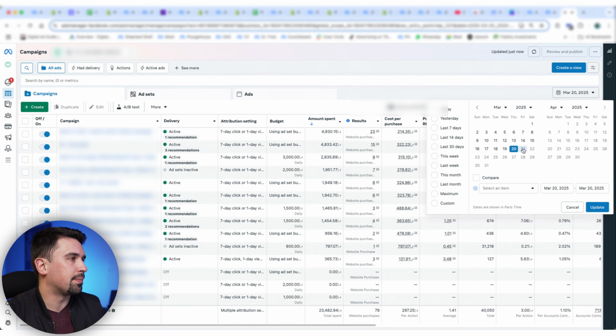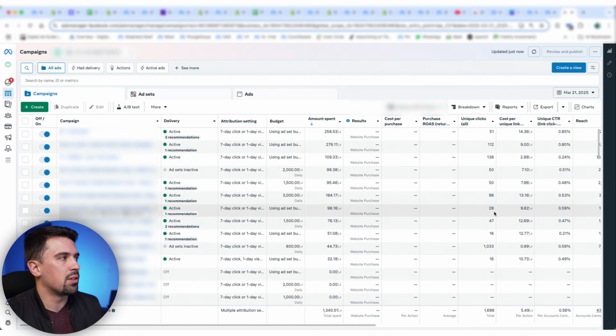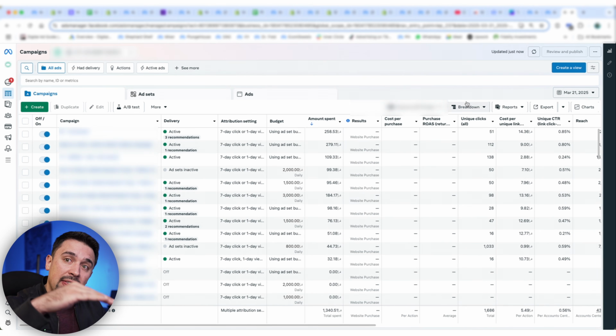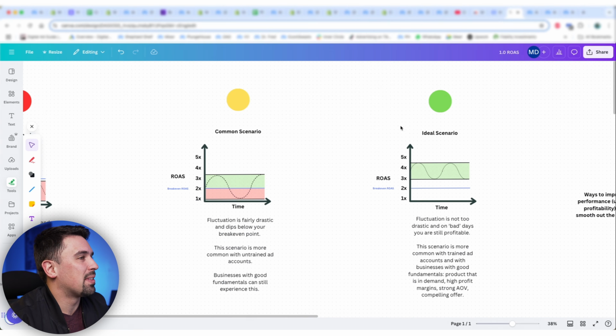And then 21st, I think the ad account just reset, so it's still early for this. It doesn't have the data yet. But yeah, you can see my point. It's moving like this instead of like this, right? So let's continue.